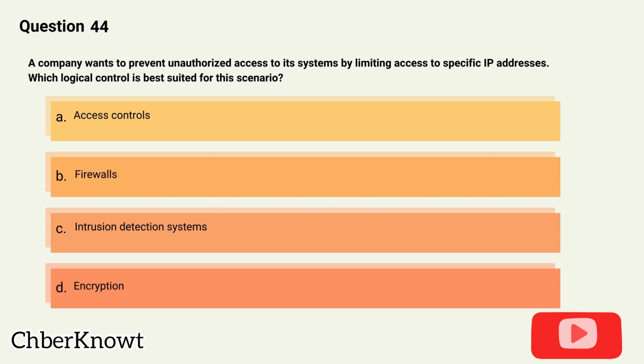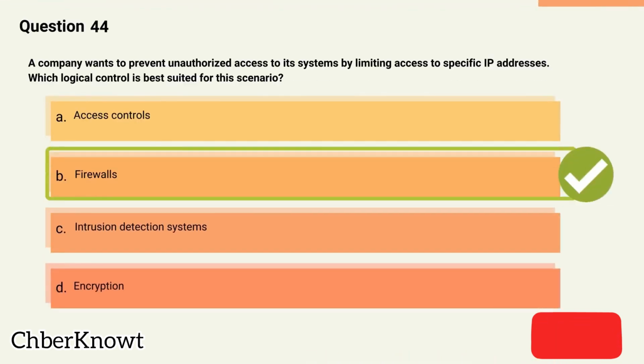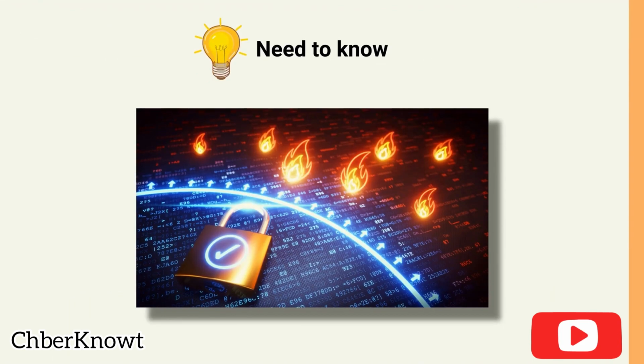Intrusion detection systems. Option D. Encryption. The correct answer is option B. Firewalls. Explanation. Firewalls are best suited for preventing unauthorized access to systems by limiting access to specific IP addresses. Firewalls allow or block traffic based on predefined rules and policies.